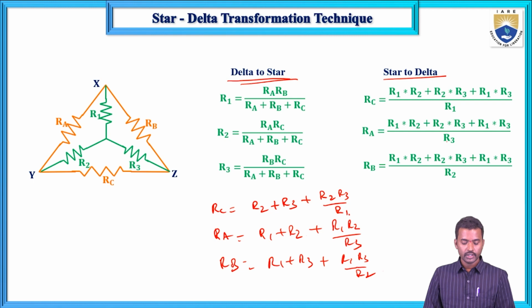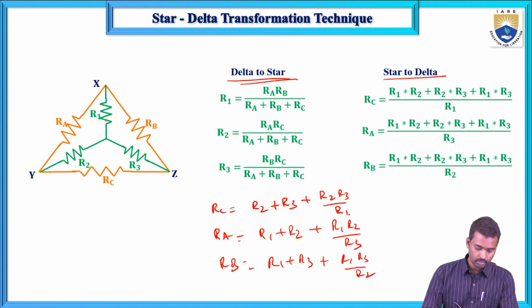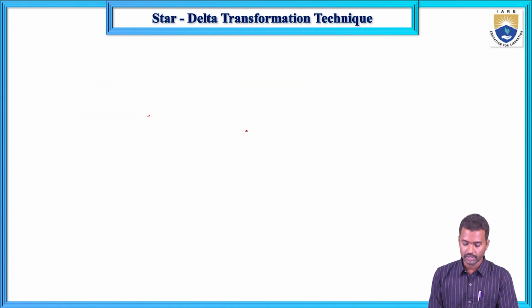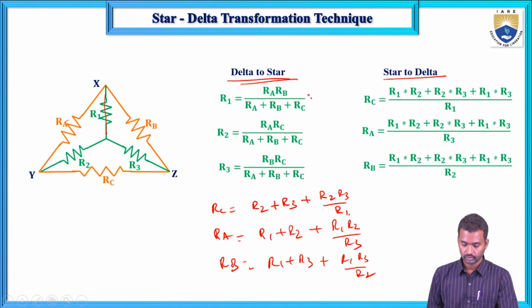Now, as a shortcut method, you can memorize this formula. First, R1 equals the adjacent resistances RA RB divided by the total resistance, RA RB divided by RA plus RB. And next, R3 equals RB RC divided by the total resistance. And R2 equals RA RC divided by this one.